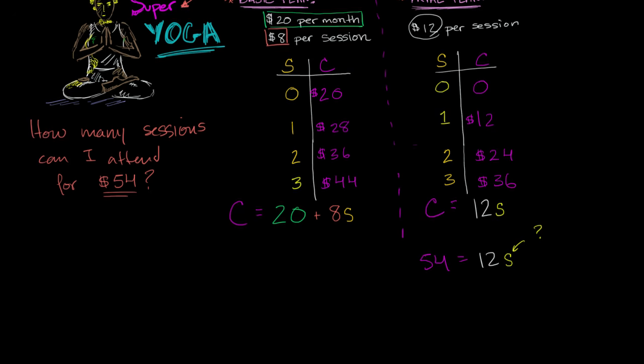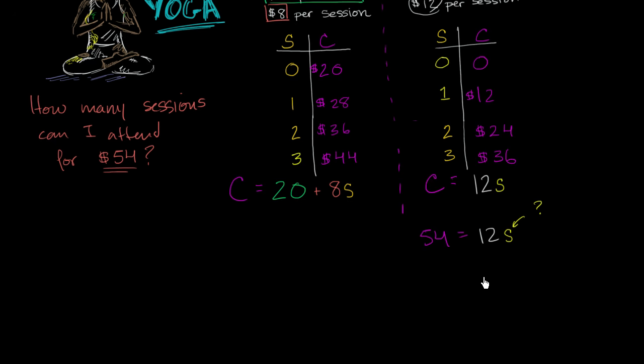Well, you might say, if I could just get an s on the right-hand side here, then I'll have an answer. S will be equal to some value. And if I want just an s on the right-hand side, I'd ideally just like to divide this by 12. 12s divided by 12 is just going to give me an s, the number of sessions. But if I have an equal sign, I can't just willy-nilly divide one side by 12 without doing the exact same thing to the other side.